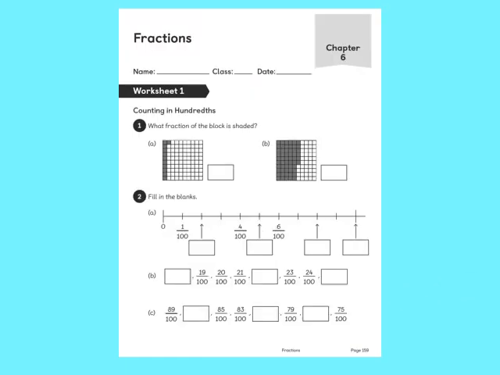So here is today's worksheet. It's very similar to the guided practice. So in question 1, you have these blocks that have been divided into 100 little squares, and you have to say which fraction of the block is shaded. For question 2, you need to complete this number line in hundredths and fill in these blanks. And then for B and C, we have our number patterns in hundredths, and you need to fill in the blanks to complete the pattern.